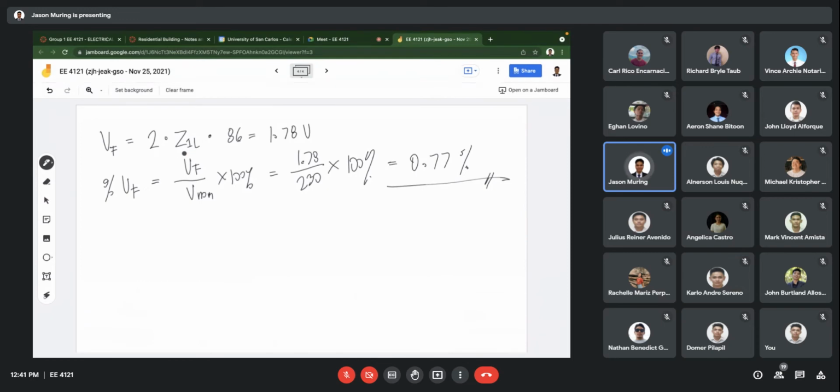So 2 times 0.0108 times 86 amperes. I have here 1.8576, or 1.86 volts.